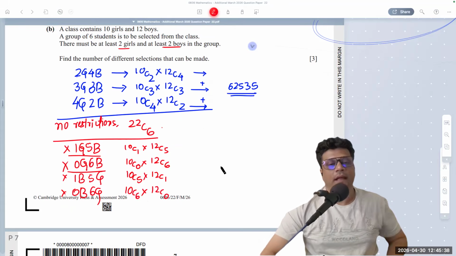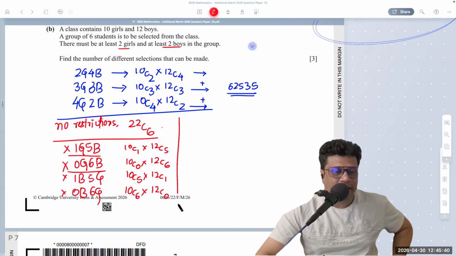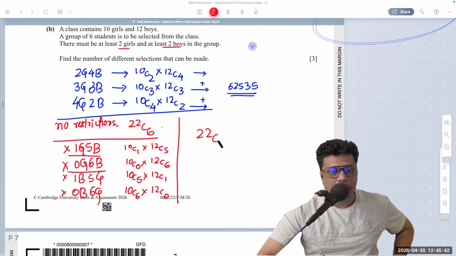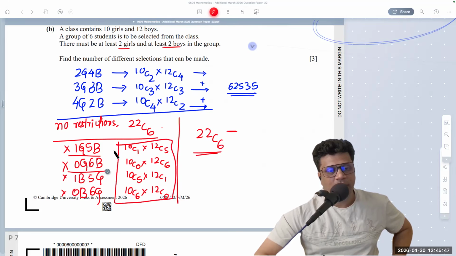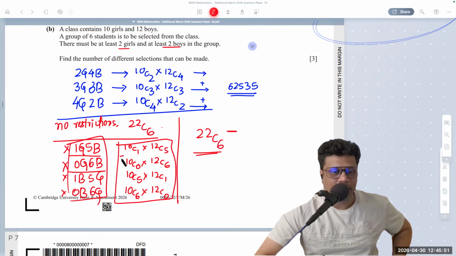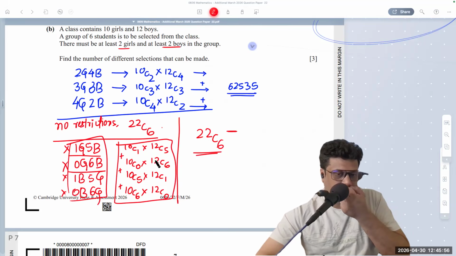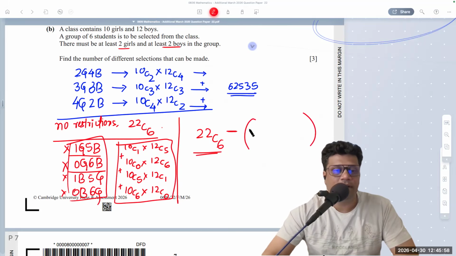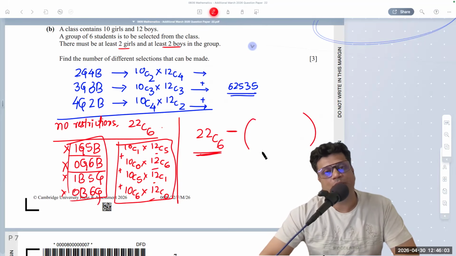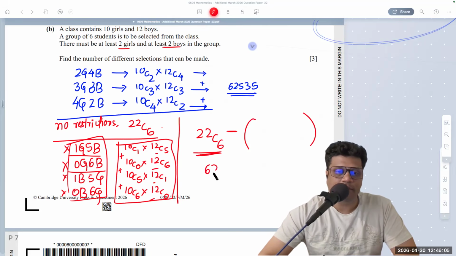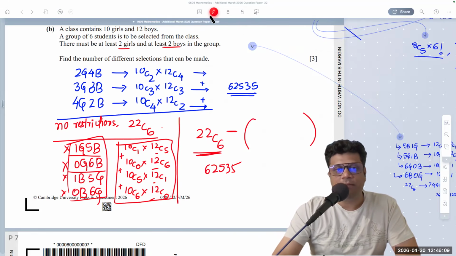And like I told you, we're doing elimination here. So from no restrictions, I'll remove the ones with this kind of situation. I'll add them all, and remove them from the whole lot. This plus this plus this plus this, remove them from 22C6. You will also end up with 62535. Let me bring in the numbers they would come to.